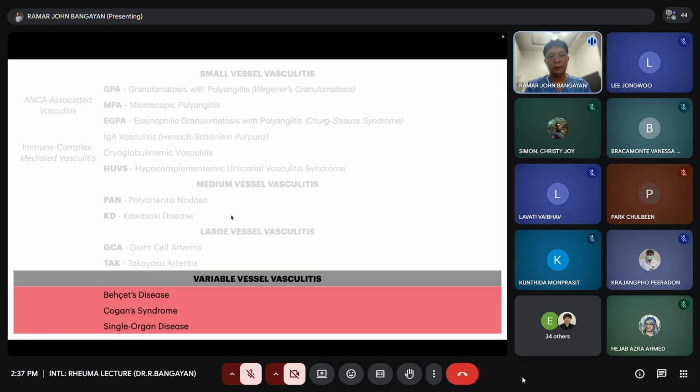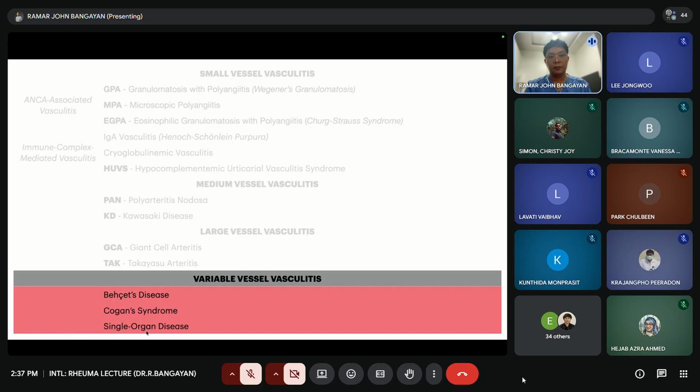Okay, so we've discussed large vessel vasculitis. You have GCA and Takayasu. I hope you can differentiate the two. Now let's move on to variable vessel vasculitis. It's called variable because it can affect any other vessel.